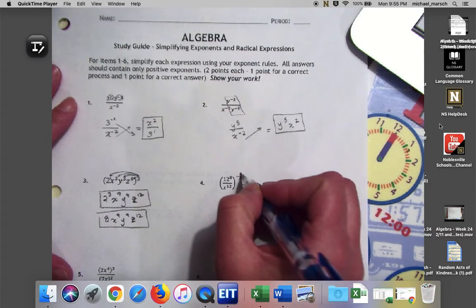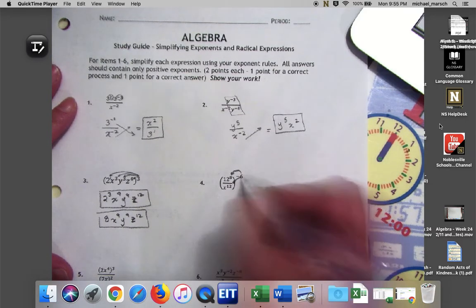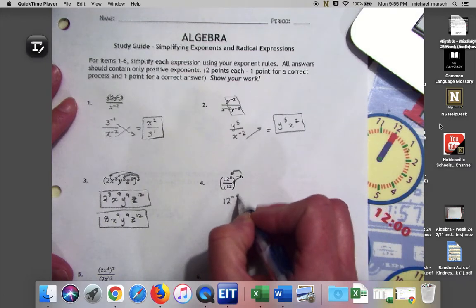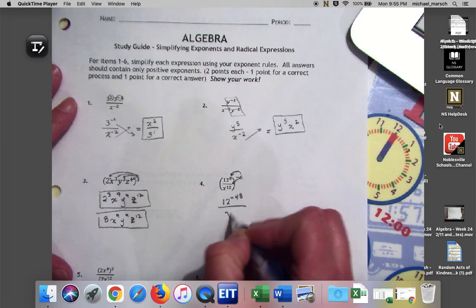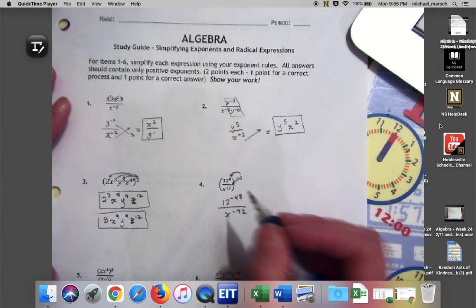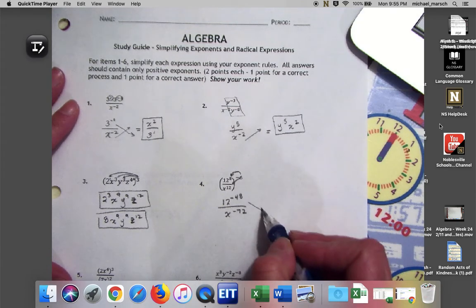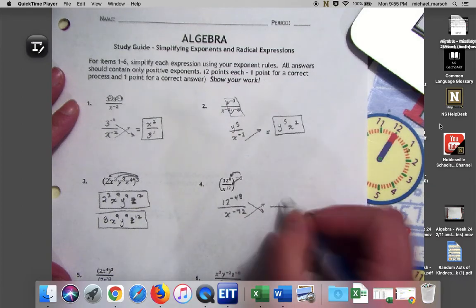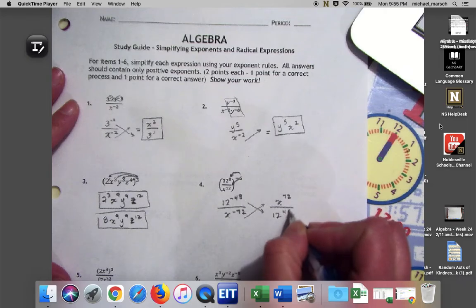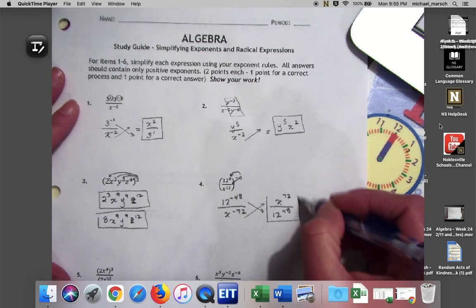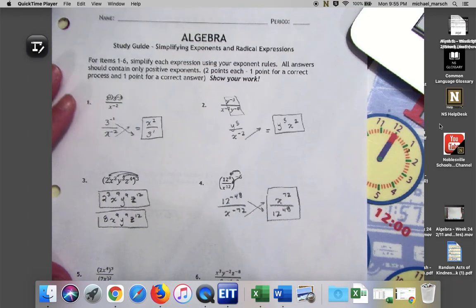All right, question 4. I'm going to distribute this negative 6 to both of those numbers. So I'm going to get 12 to the negative 48 over x to the negative 72. These both have negatives, so I have to shift them to the opposite location. So my final answer is going to be x to the 72 over 12 to the 48. We are definitely not going to figure out the value of that. And that's going to be my final answer.